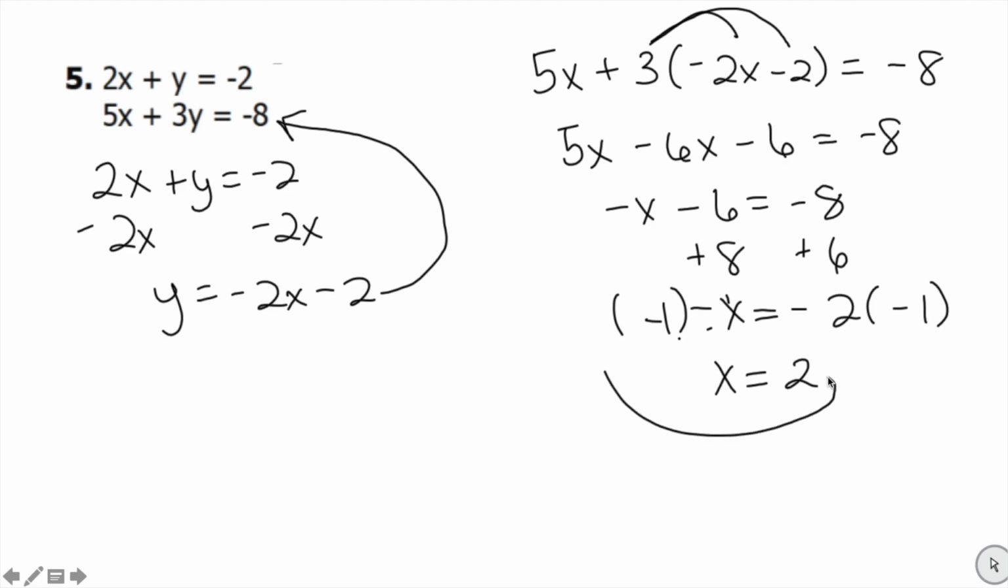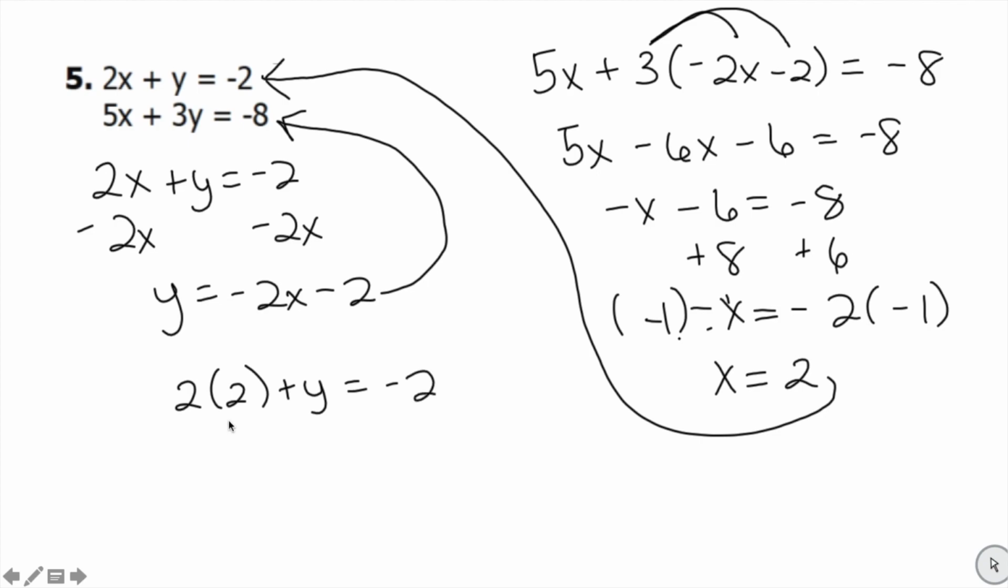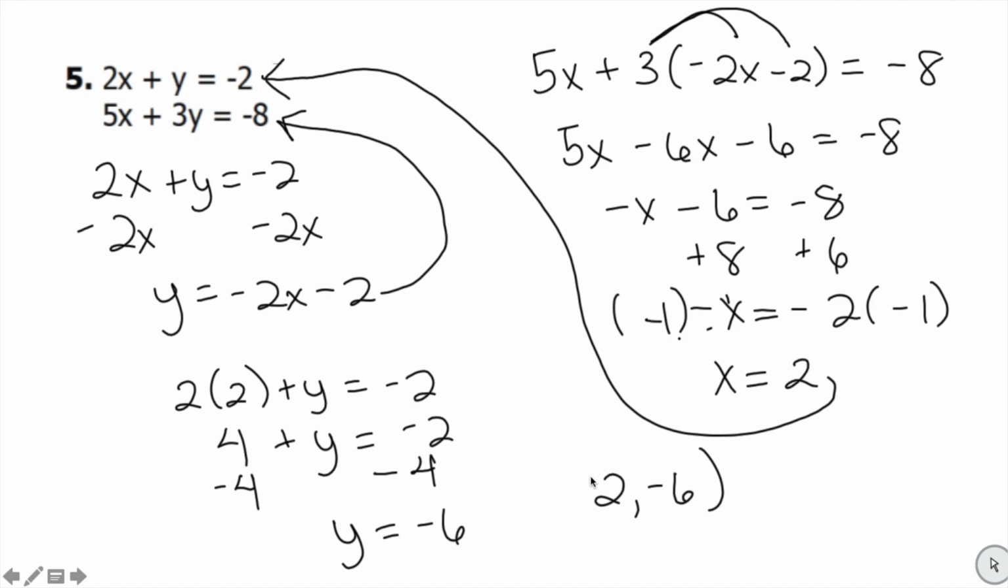Then we take this. I would plug it back into this one because it's an easier equation. So instead of writing x, we're writing 2. So 2 times 2 plus y equals -2. And this is 4 plus y equals -2. Subtract 4, and you get y equals -6. So your solution is x first, 2, and y second, which is -6.